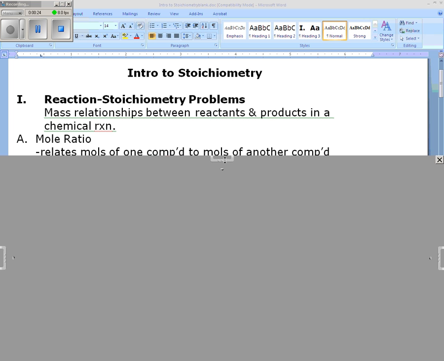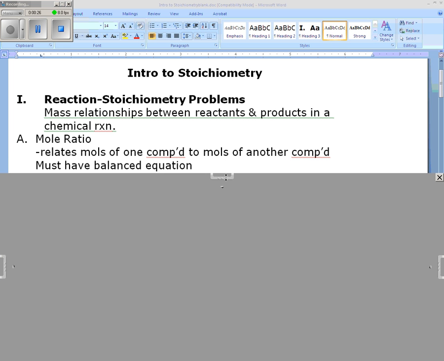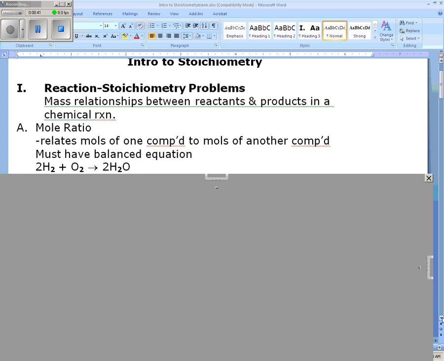Now, one important conversion factor that we're going to look at is mole ratio. This is the easiest conversion factor to find. It relates the moles of one compound to the moles of another. You must have a balanced equation in order to get mole ratio, because that's where it comes from.